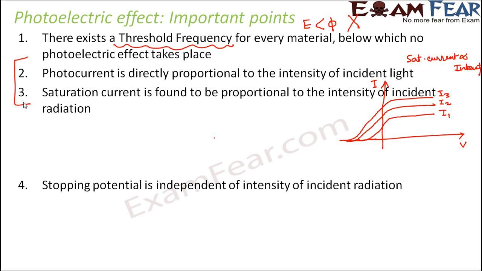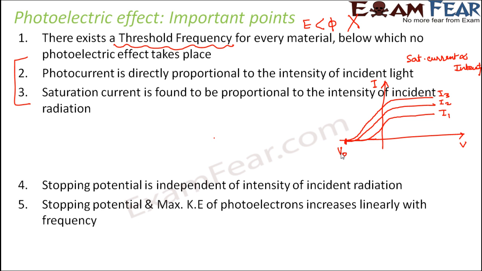Okay, now stopping potential is independent of the intensity of incident radiation. So stopping potential, that is the value of potential corresponding to which the photocurrent is equal to 0, is not at all dependent on intensity. Even though the intensity increases or decreases, that doesn't have any impact on the value of stopping potential.